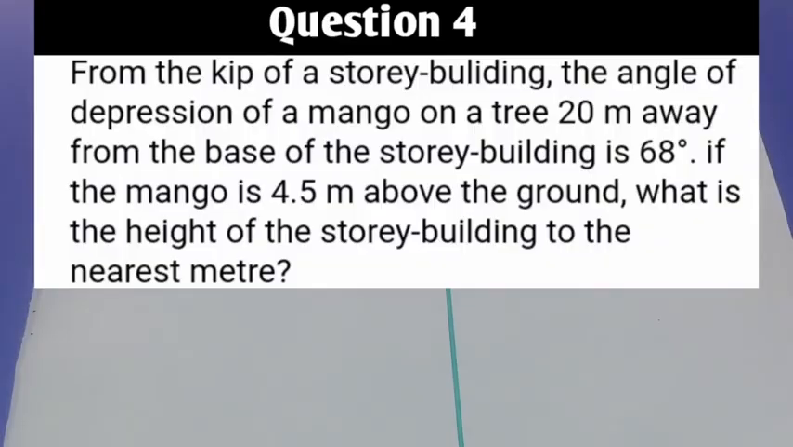Question 4. From the top of a storey building, the angle of depression of a mango on a tree 20 meters away from the base of the storey building is 68 degrees. If the mango is 4.5 meters above the ground, what is the height of the storey building to the nearest meter?